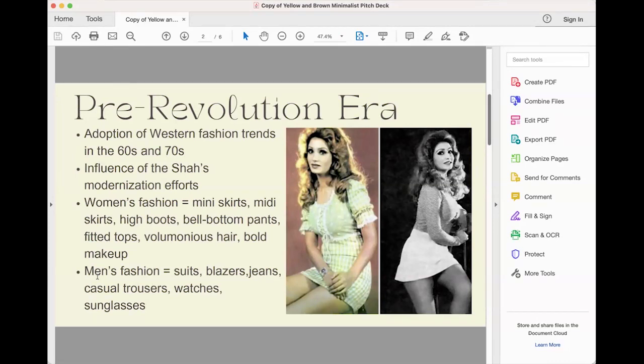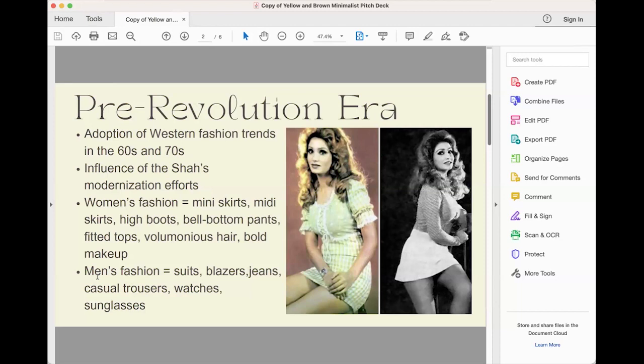Bell-bottom pants became a staple among the youths, worn with fitted tops to mimic the popular silhouettes seen in Europe and America. Evening and formal wear of women often included Western-style dresses that featured bold prints, bright colors, and a variety of lengths. Hairstyles were voluminous and makeup was bold, showcasing the global trend of expressive personal style.